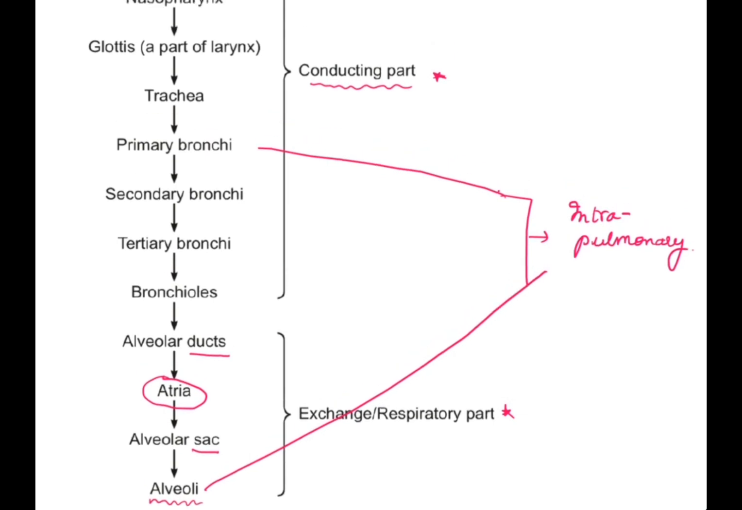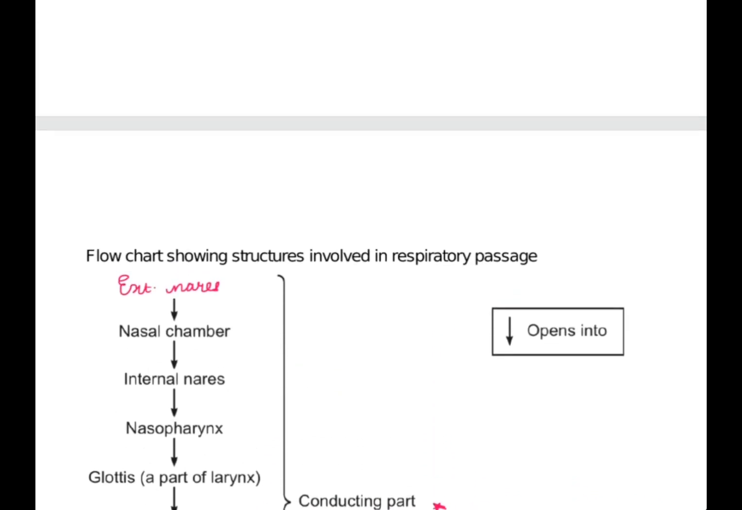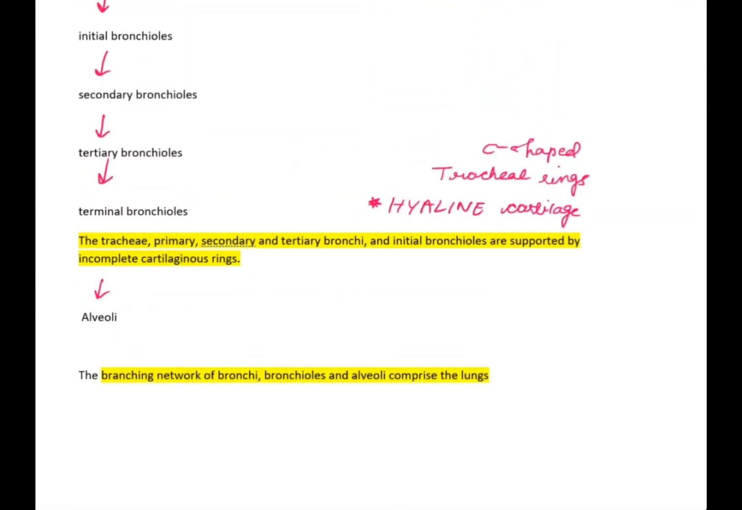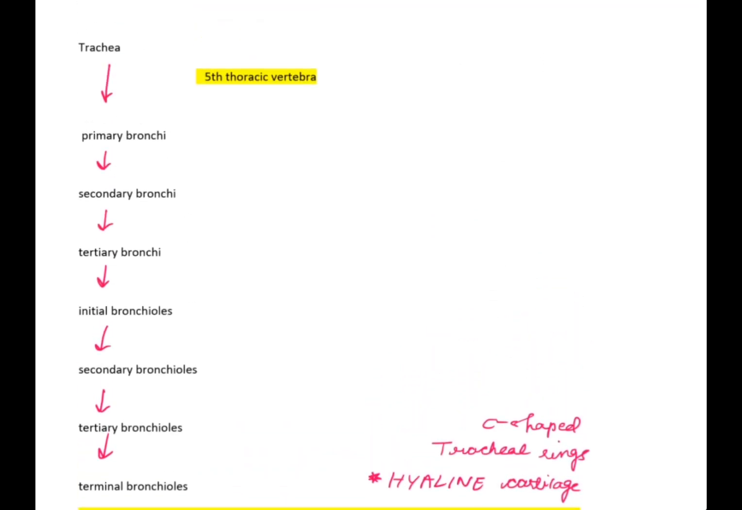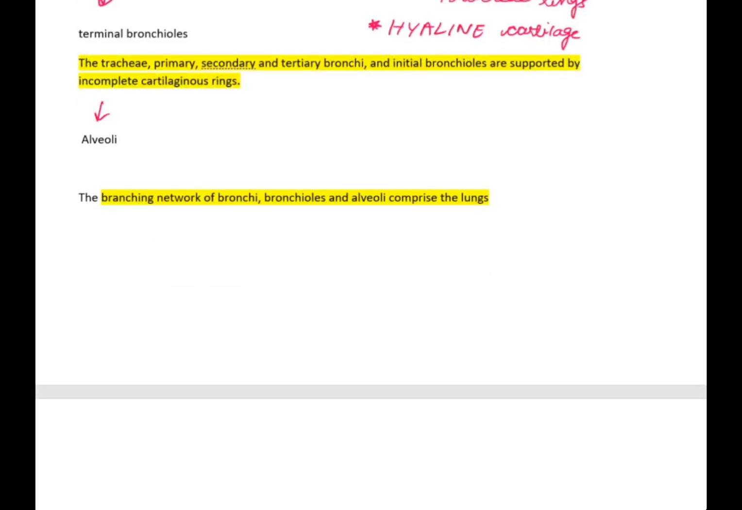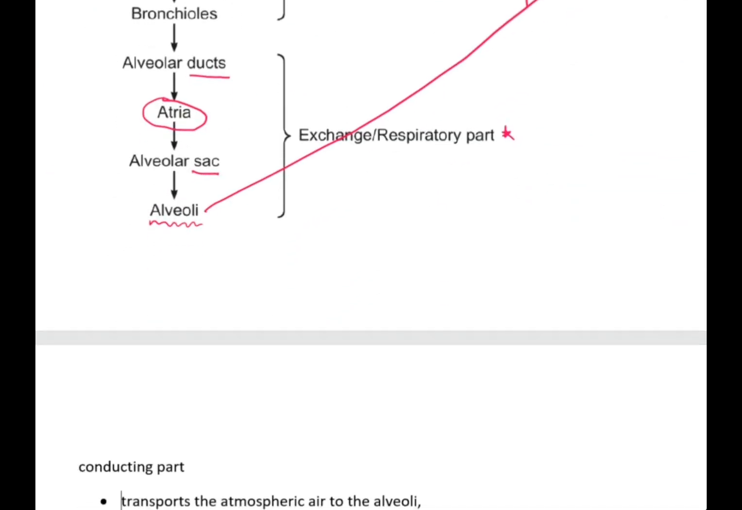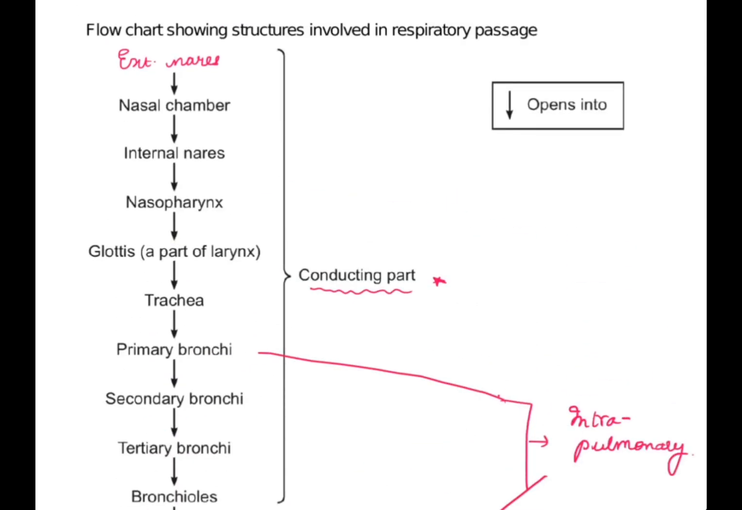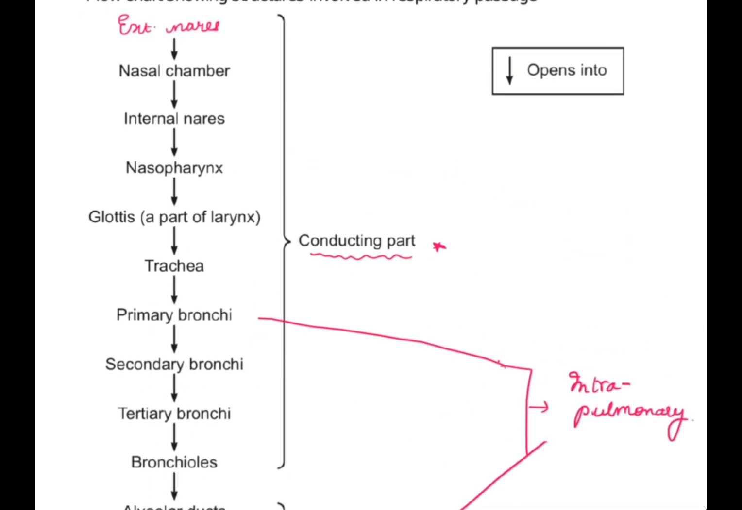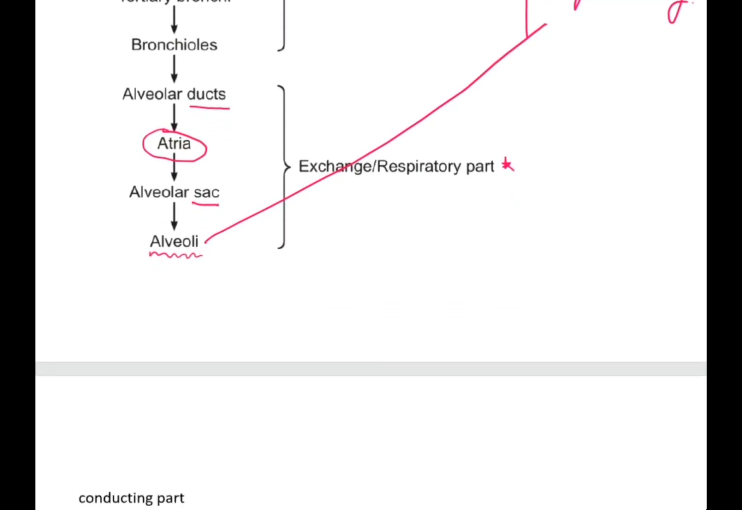So have a look at this simplified flowchart to answer many MCQs. Apart from this flowchart, you need to keep in mind 3 points. First, the level of bifurcation of the trachea, which is T5. Second, till which level the cartilaginous ring is present. It starts from the trachea till the initial bronchioles. And then you should know the level of the conducting part, till where the conducting part extends and till where the exchange or respiratory part extends.